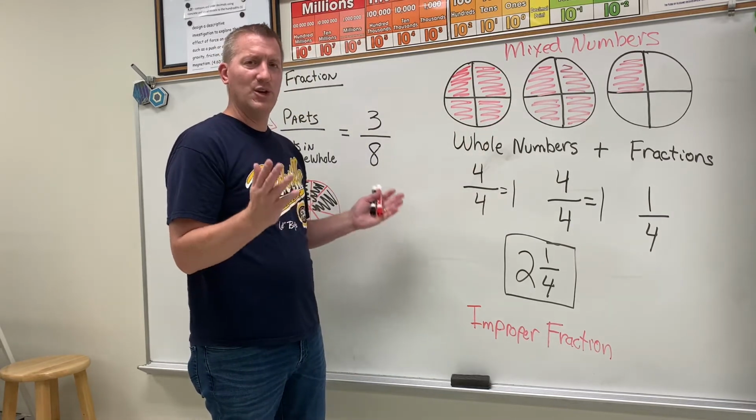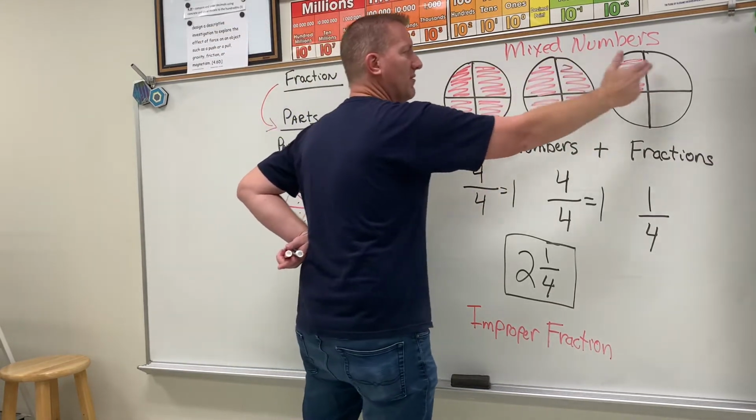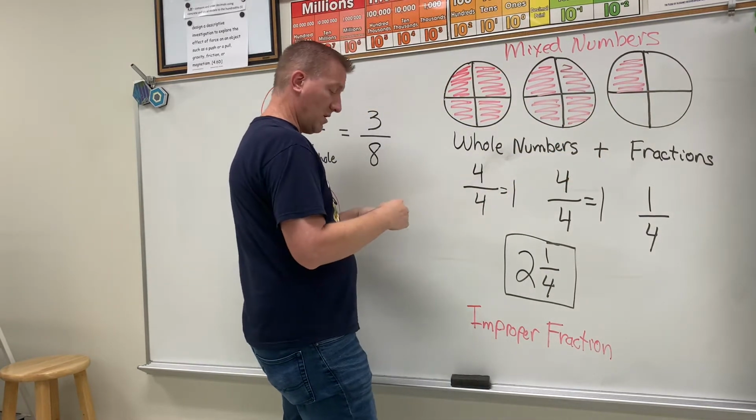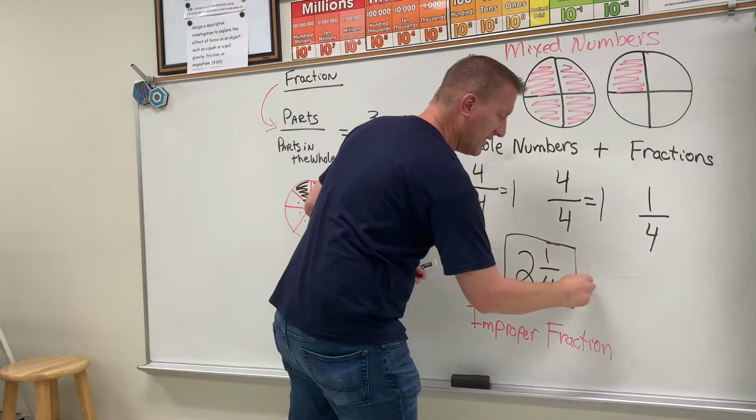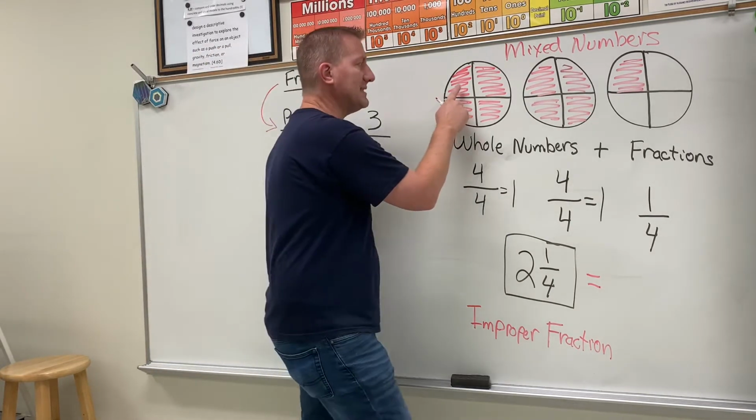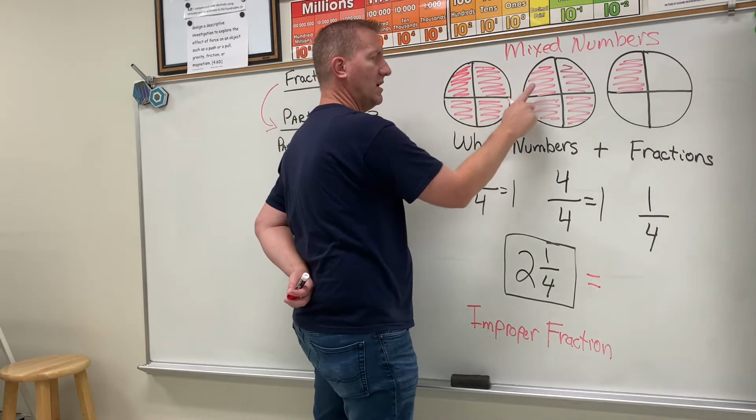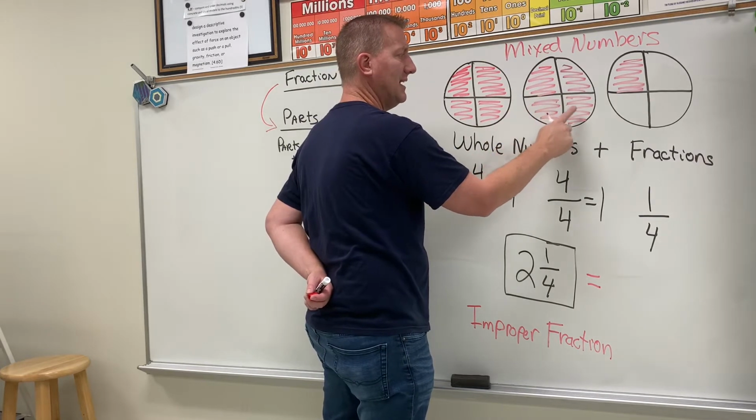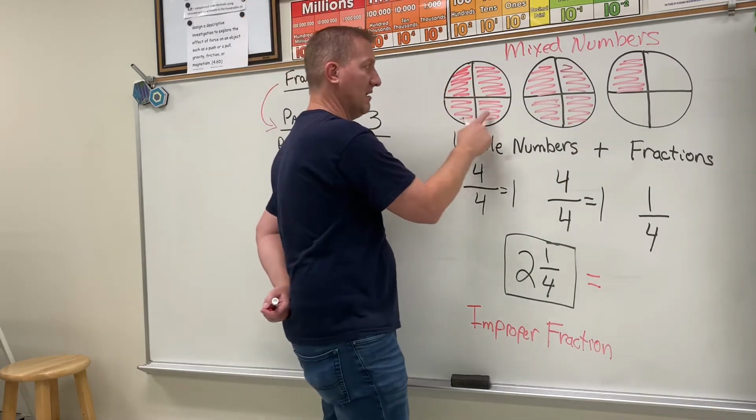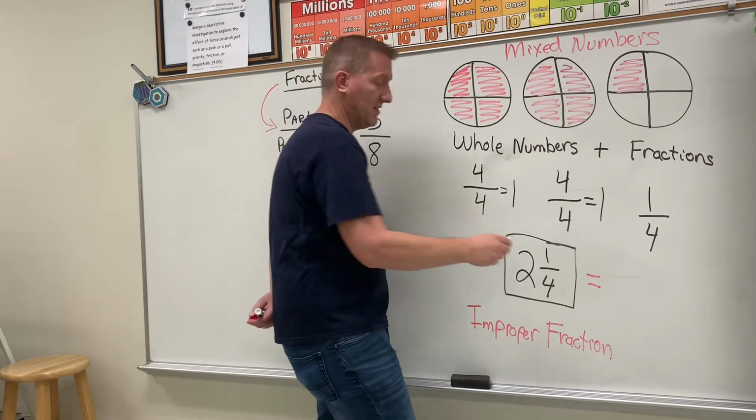How do we get a numerator larger than the denominator? Well, this right here is our sample. So what you would do is you would find the parts. Again, you're doing parts over parts in the whole. So let's count the parts in here. 1, 2, 3, 4, 5, 6, 7, 8, 9 parts. Do you agree? There's 9 parts shaded.